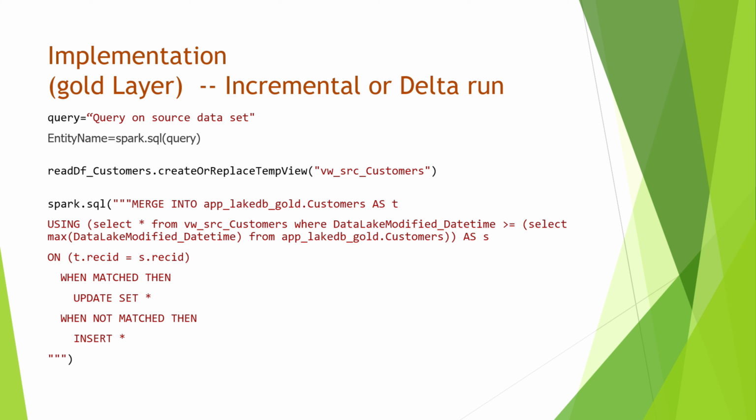And then once the data set is available, it will match on the rec id. So based on the rec id, when there is a match, it will do update set star, and if there is no match, then it will perform insert star. Update set star will update all the columns one to one. Suppose in my target table I have 50 columns, then update set will update all 50 columns. If there is no match, then all 50 columns are inserted as a new record.